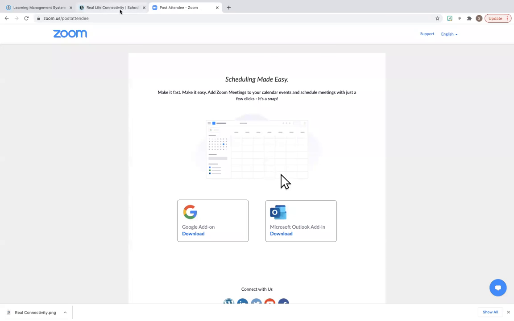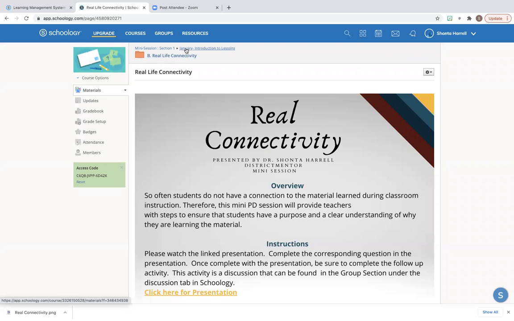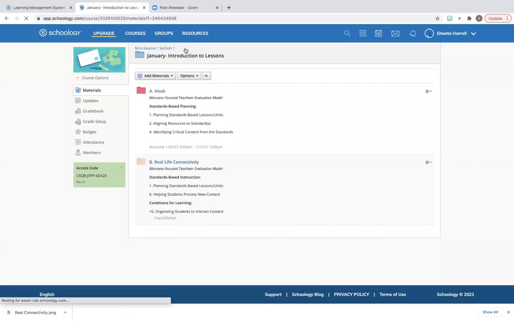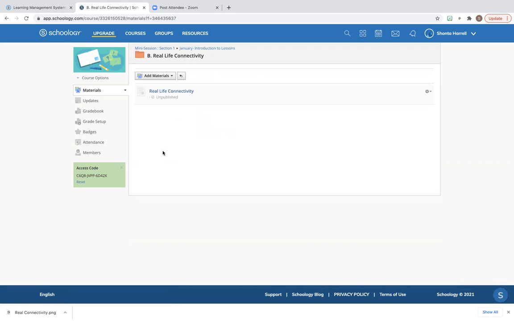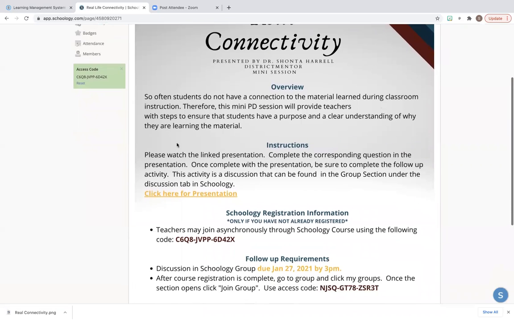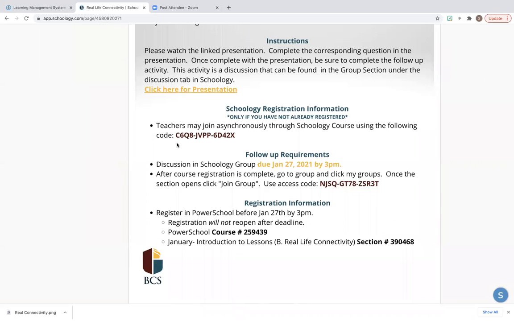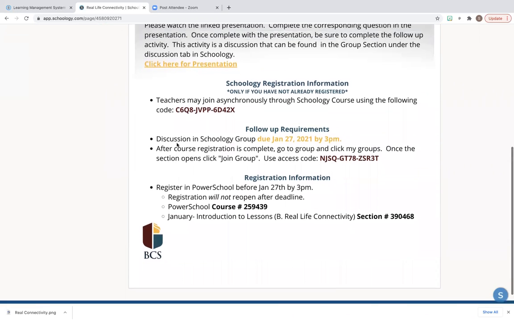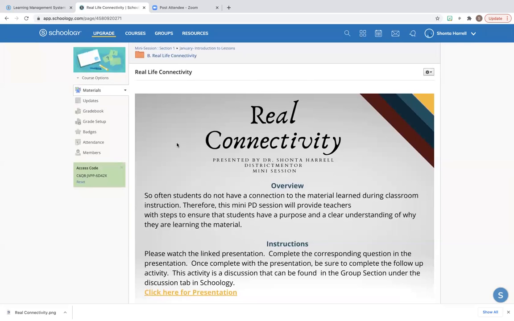All right, so with that being said, I want to make sure that you all are aware of where you can find your materials. So again, just like before, you click on January. Last week we did Hook, and now we're doing Real Life Connectivity. Once you click on the link and it opens up, here are your overviews, your instructions, and how to register again. And of course, this information is available for you.